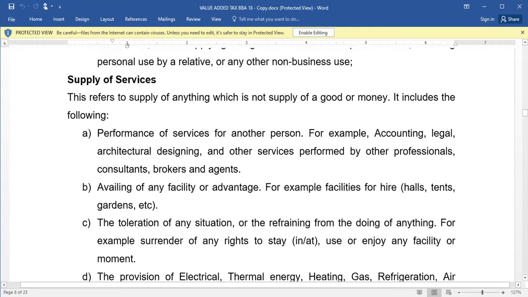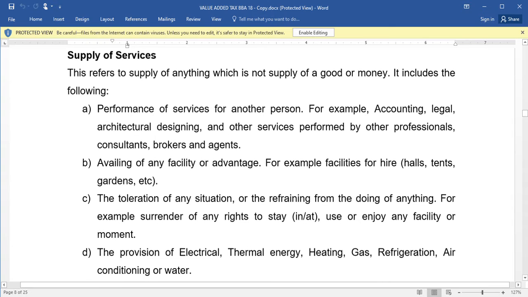Then supply of services. Supply of services refers to the supply of anything which is not supply of a good or money. Supply of intangible things. That's what we call supply of services. It includes the following.